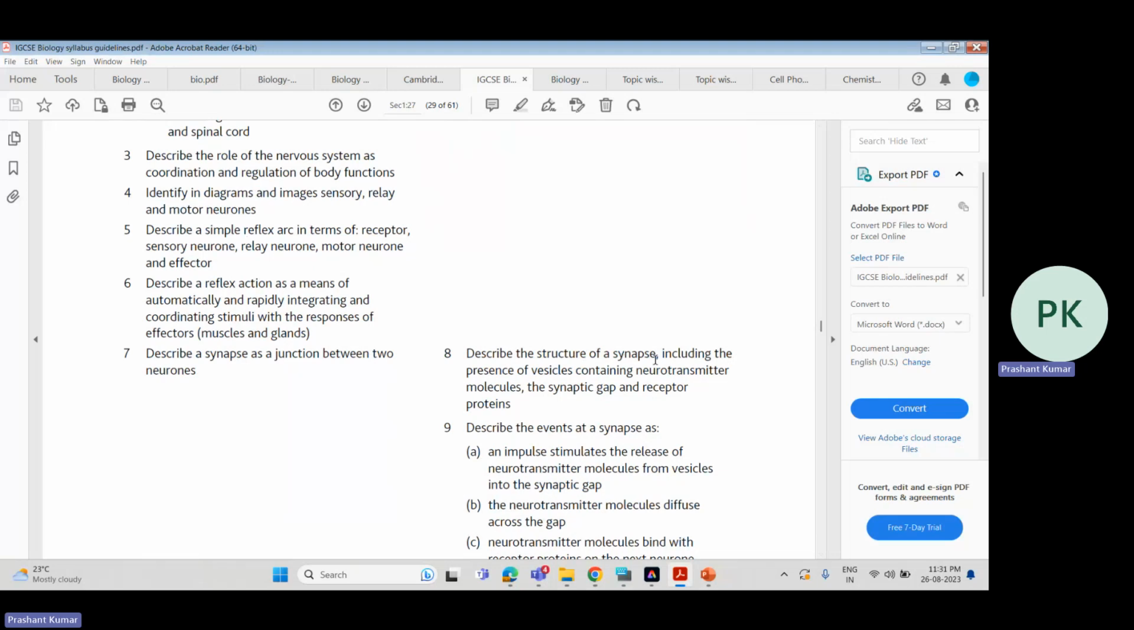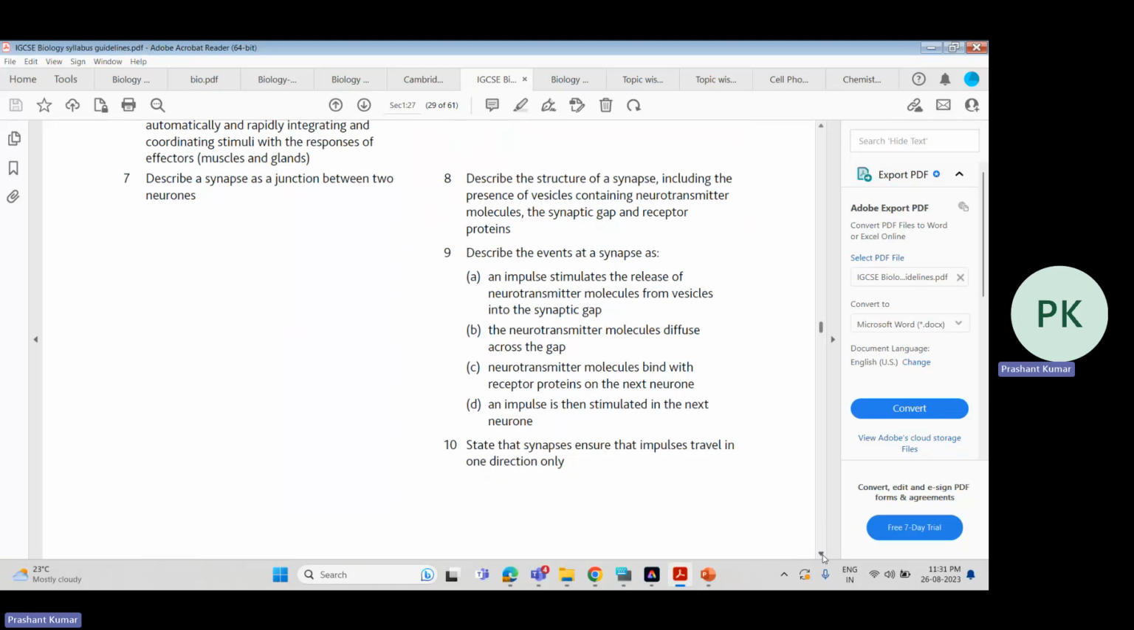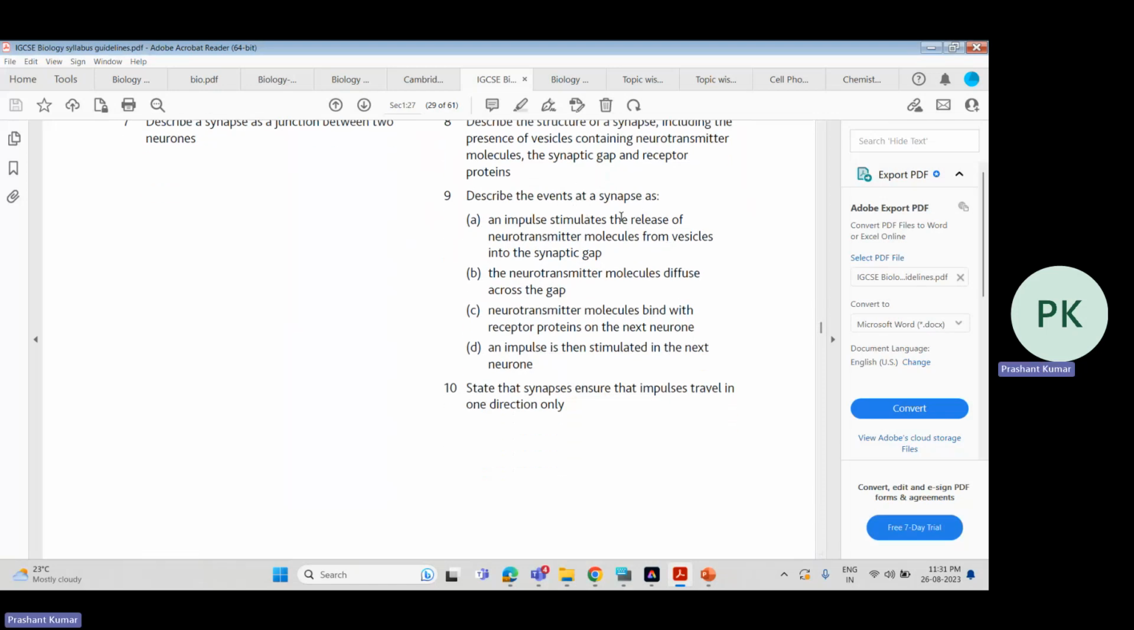Describe a reflex action. Then describe the synapse. We have to describe the structure of the synapse and describe the events also. In the event, we are just going to discuss how the impulse travels. The impulse stimulates the release of chemical neurotransmitters into the gap. Then the neurotransmitter molecules diffuse across the gap. They bind to the receptor molecule on the next neuron, and in this way an impulse is generated in the next neuron. State that the synapse ensures that the impulse travels in one direction only.